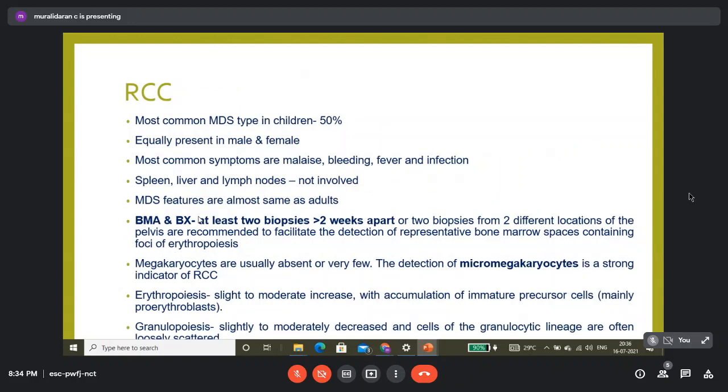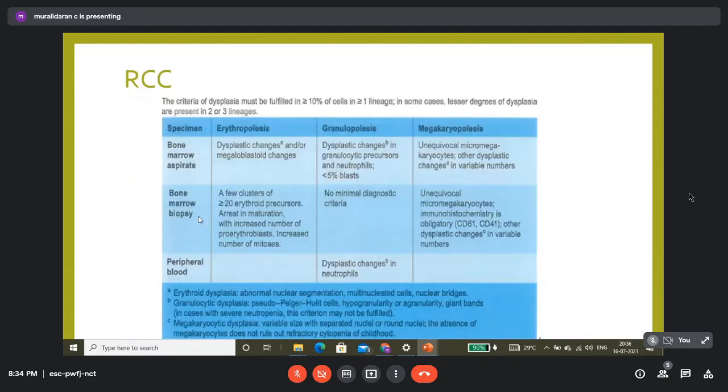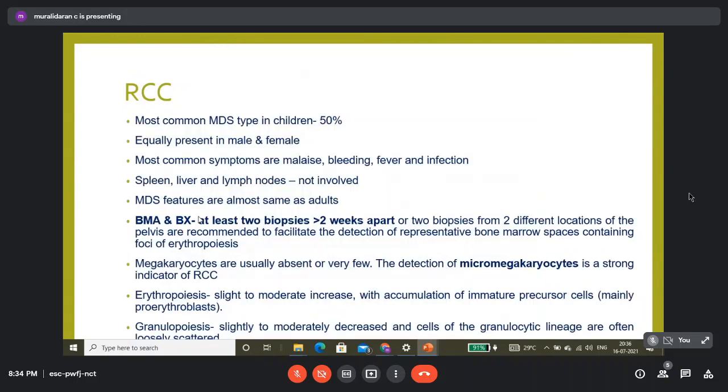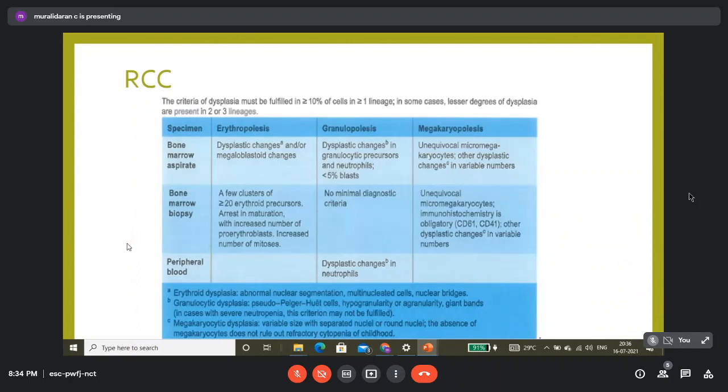And to diagnose this RCC in childhood, you need at least 2 biopsies, 2 weeks apart, at 2 different locations to document the disease. So you will generally see micromegakaryocytes, and erythroid can be increased, but granulocytes can be decreased. So this is the WHO criteria for RCC given by the WHO.